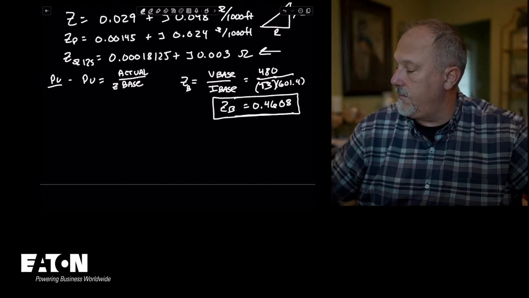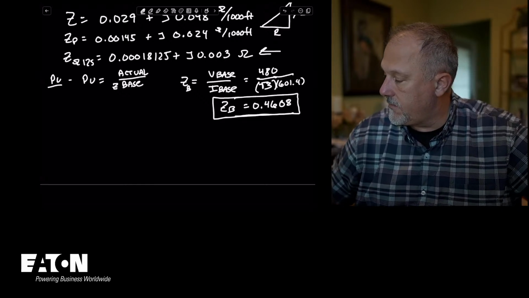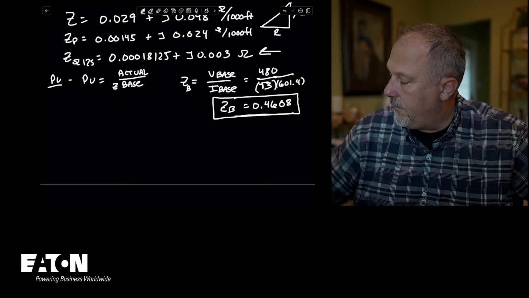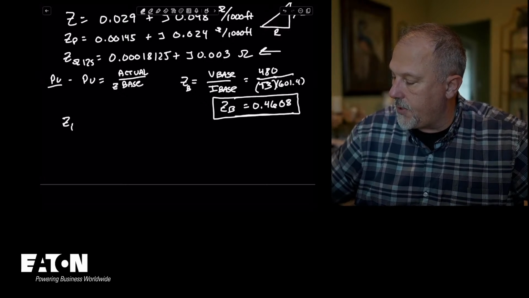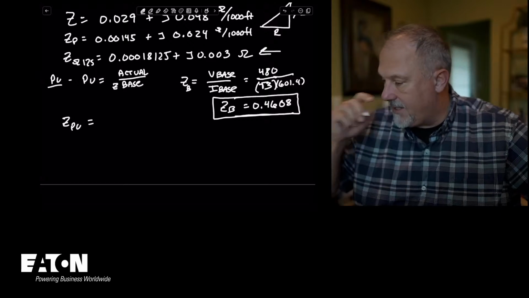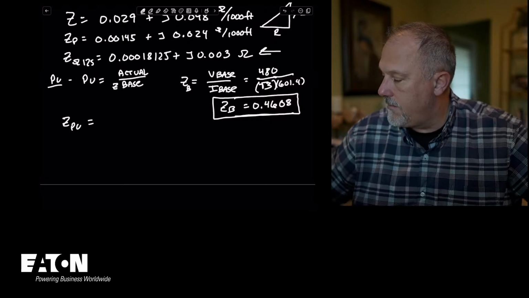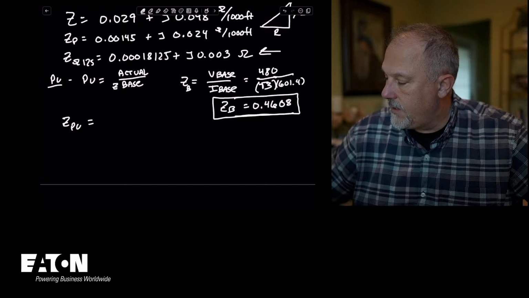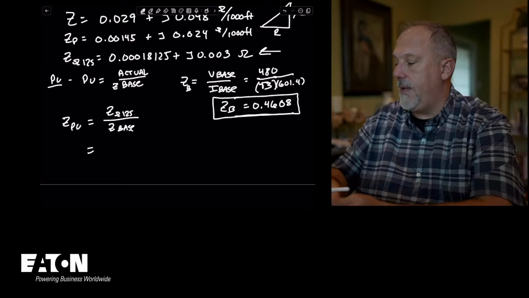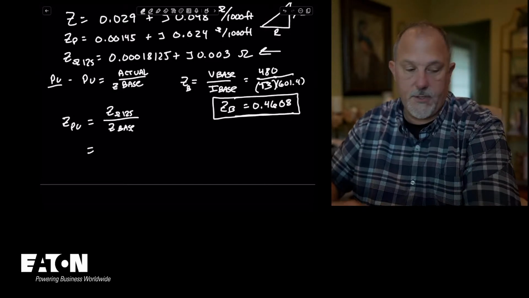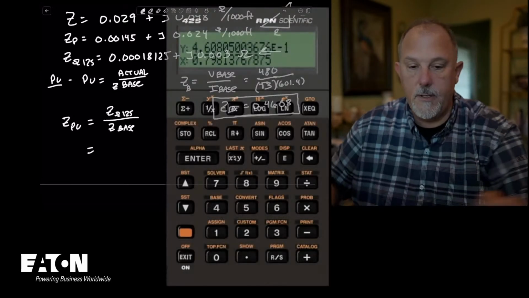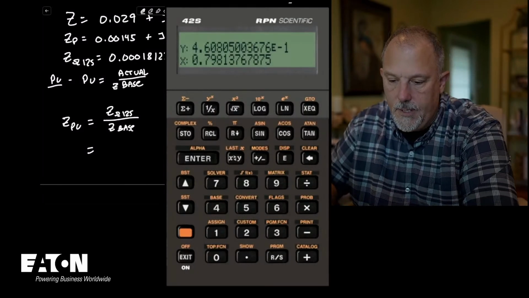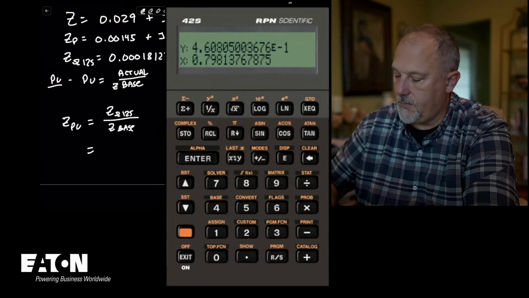All right, so if that's my Z base, then my Z per unit is equal to my Z ohms at 125 feet divided by Z base. And I'm going to do that via this. Hey, Robert from Omaha in the house.